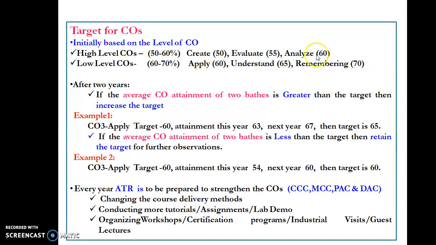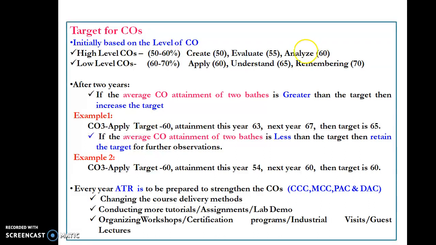So in my courses, I have a remembering level, an understand level, an apply level, and an analyze level. The target should be very high for low levels and very low for high levels. Then I fix the target based on the complexity of the course. I decide the target.